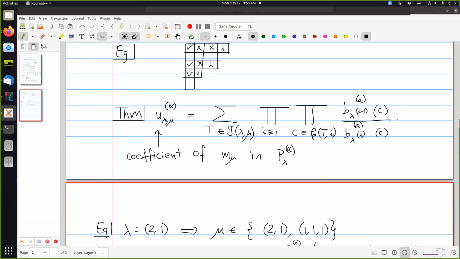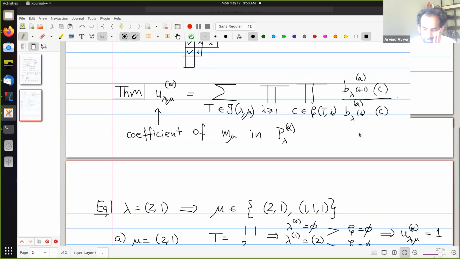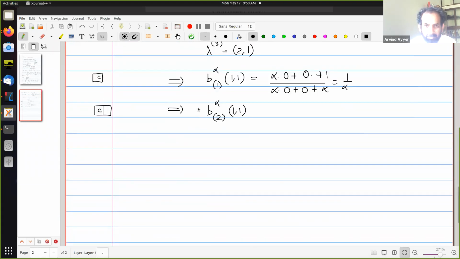So you have lambda I minus 1. You have to take both. Okay, so it's really a complicated formula here, but it's nice to see that the answer works in the end very nicely.